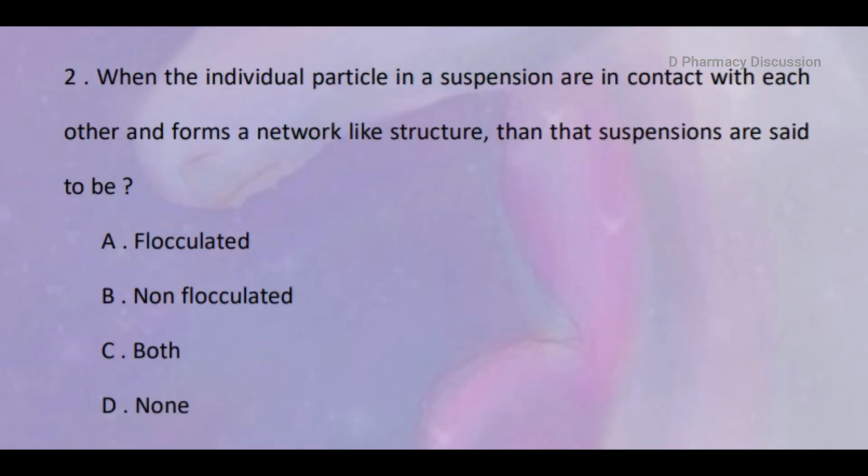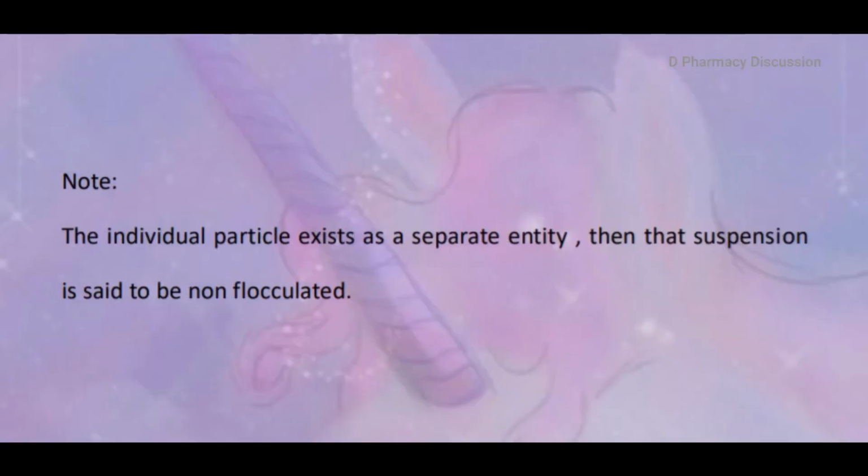Next one, when the individual particles in a suspension are in contact with each other and form a network-like structure, then that suspension is said to be. Options are A flocculated, B non-flocculated, C both and D none. Correct one is option A, that is flocculated suspensions. Okay, here I have a related point, that is the individual particle exists as a separate entity, then that suspension is said to be non-flocculated.